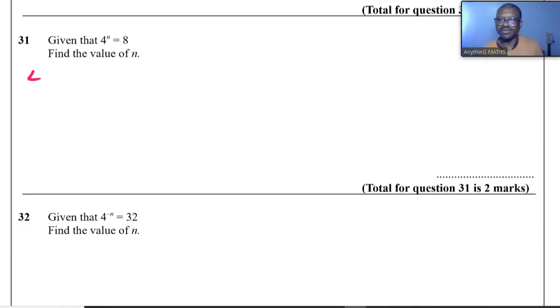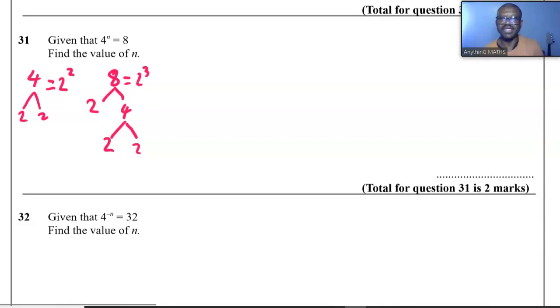We have 4. 2 times 2 will give us 4. So 4 can be written as 2 raised to the power 2. We have 8. 2 times 4 will give us 8. 2 times 2 will give us 4. So 8 can be written as 2 raised to the power 3. This information is so important.